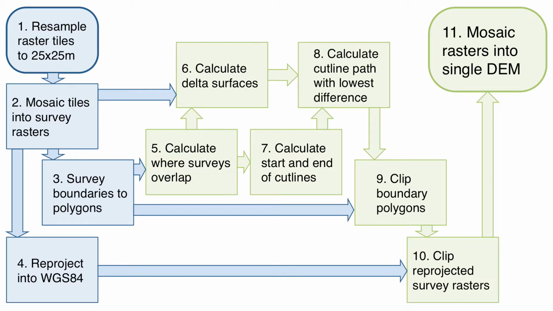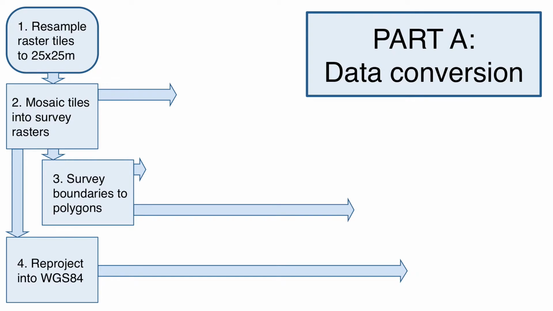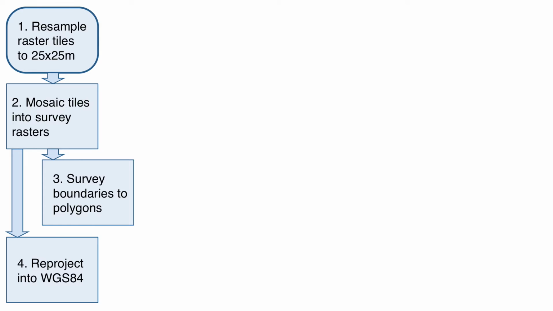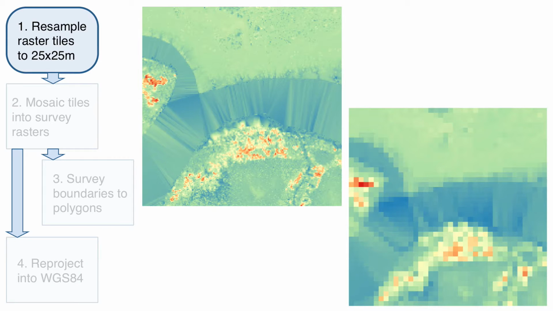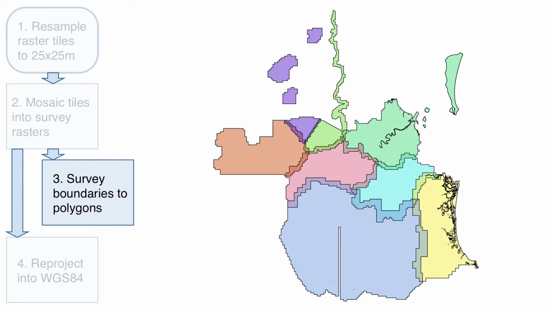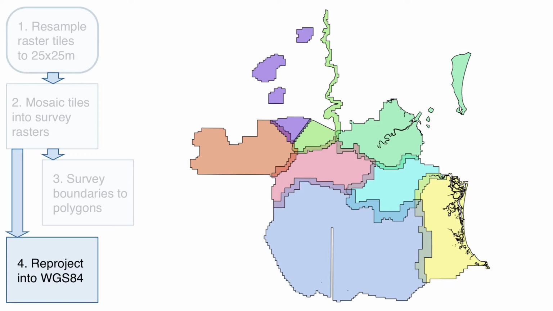Here we see the case study broken into a workflow. It's further broken into 2 stages, data conversion and data manipulation. For the first part, we resample the tiles into a lower resolution. Then we merge the tiles into individual surveys. We then generate polygons from these surveys, and finally reproject these surveys into the designed reference frame.